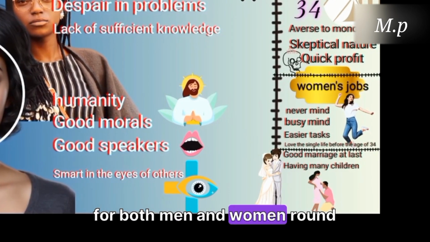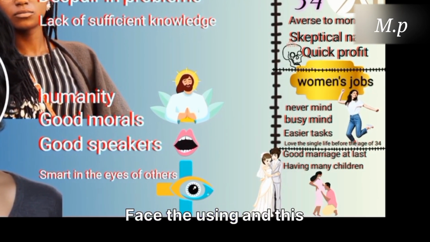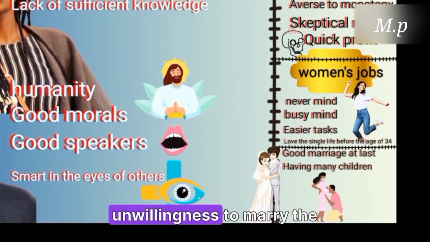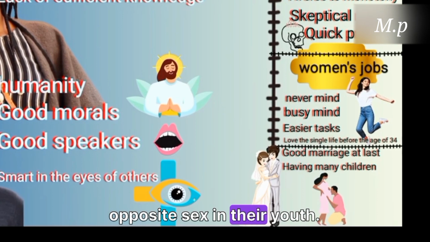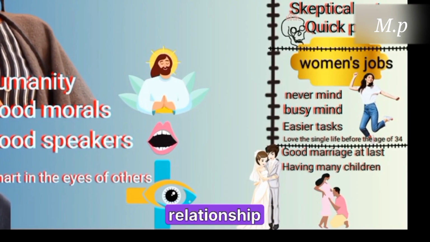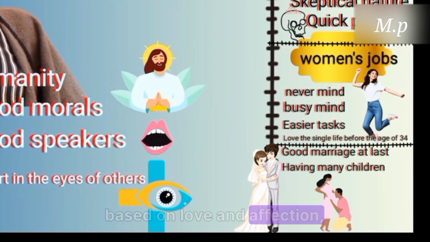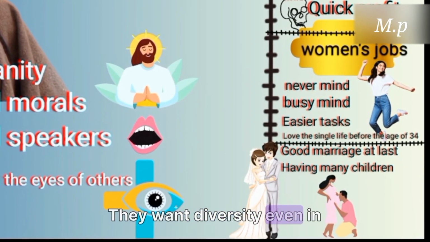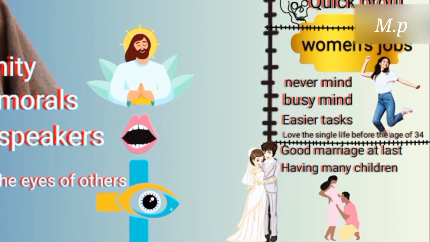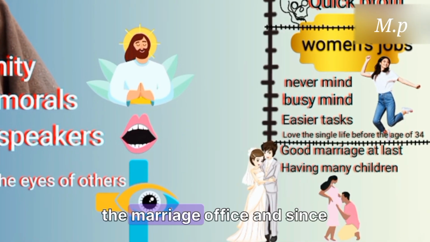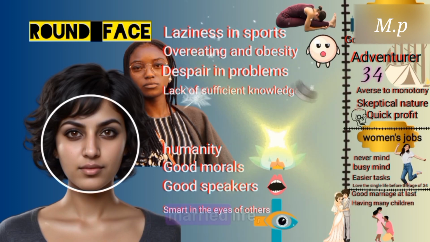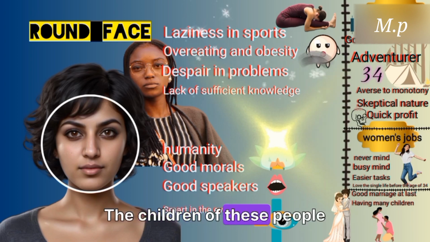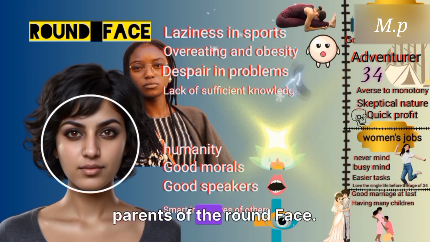For both men and women with round faces: the unwillingness of the men and women of this group to marry before the age of 40 is not a reason for their unwillingness to marry the opposite sex in their youth, but for them a stable relationship based on love and affection is important. They want diversity even in their sensual desires. However, they may eventually go to the marriage office, and since they have a very good married life, they often have many children. The children of these people will be happy with the parents of the round face.